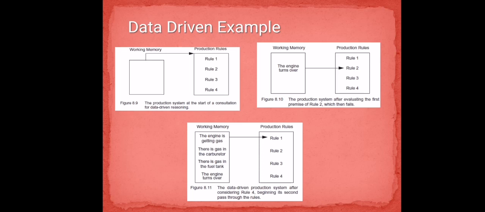For rule 2 and rule 3, the engine should not turn over, but here the engine already turns over, that's true, so we don't have to consider rule 2 and rule 3. We are moving to rule 4. Suppose the 2 conditions for rule 4 are true, then we can conclude that the engine is getting gas, and the engine turns over, so we can conclude that rule 1 is true. So we can conclude from rule 1 that the problem is the spark plug. Here we have some facts, and from those facts we are making some decisions.